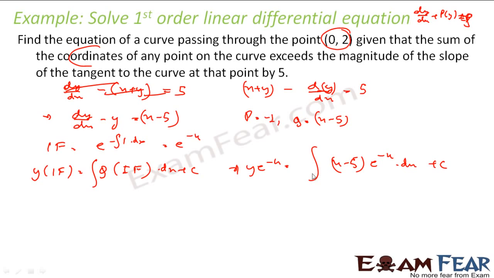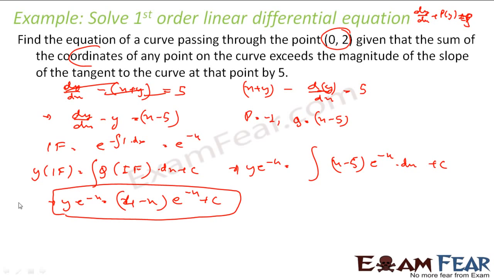So if you solve this, it becomes y times e to the power minus x is equal to 4 minus x, e to the power minus x, plus c. This is my general solution, but I am looking for a particular solution in this case.